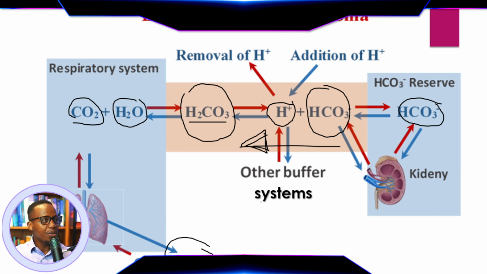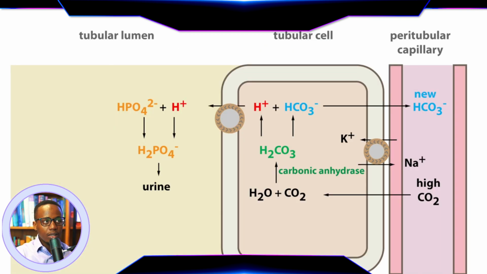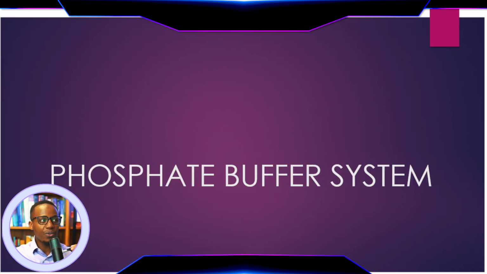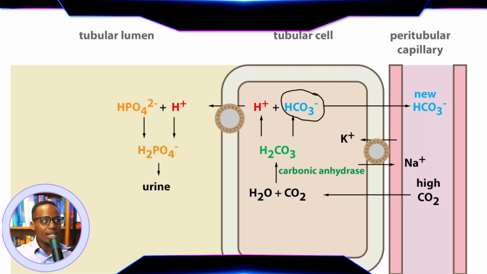But going back to the kidneys, right? If we go into the kidneys, again, the kidneys also take in the carbonic acid, right? They can also take in the H plus, but this takes me to the phosphate buffer system. The phosphate buffer system happens in the kidneys. And what it does is, I want you to pay attention to this one here. This is the one, right?